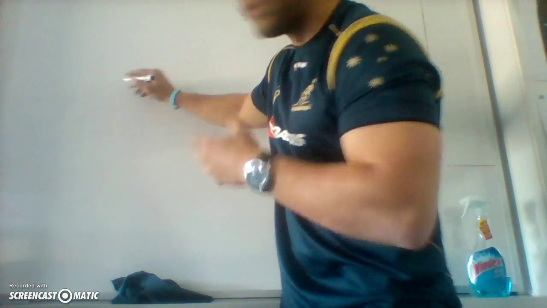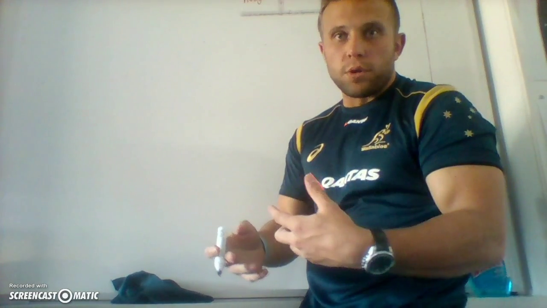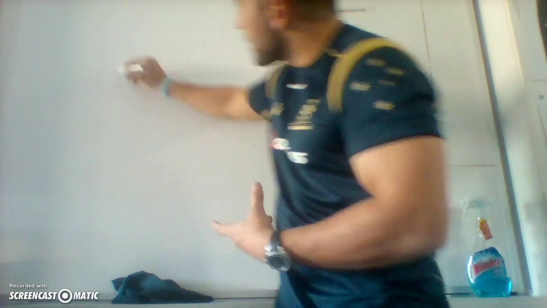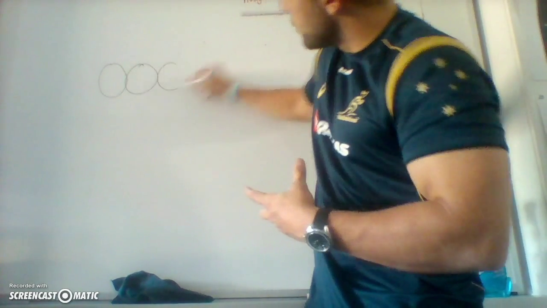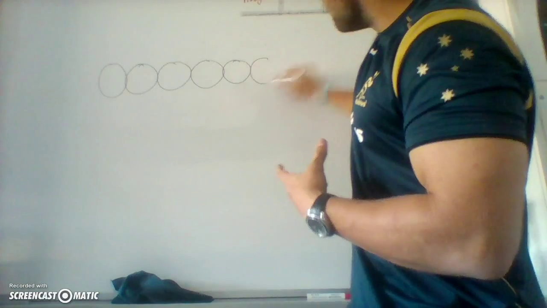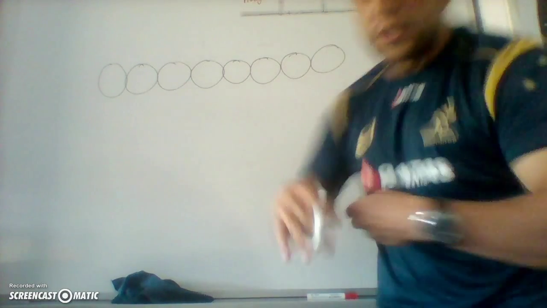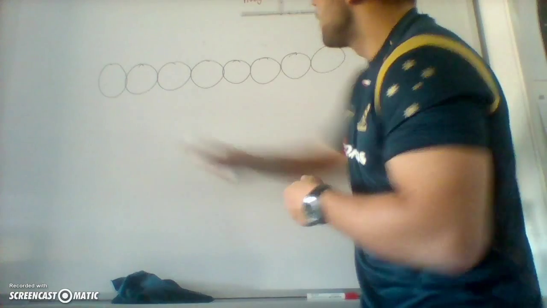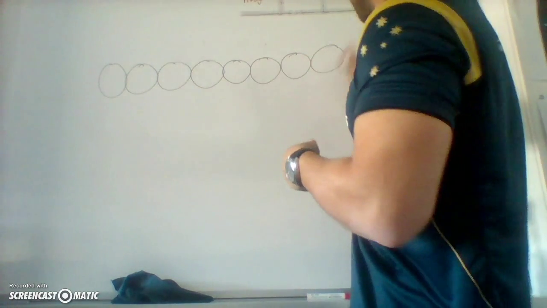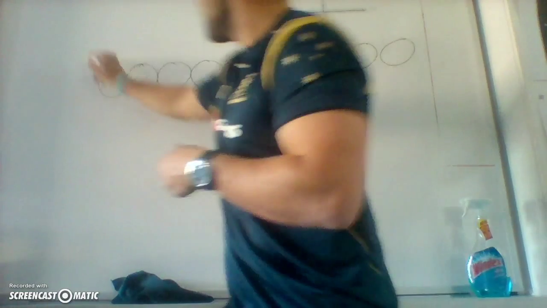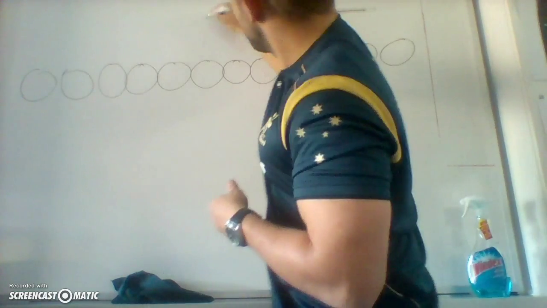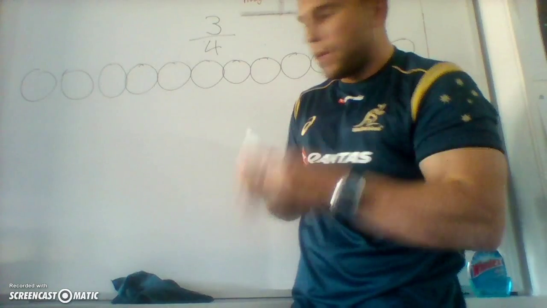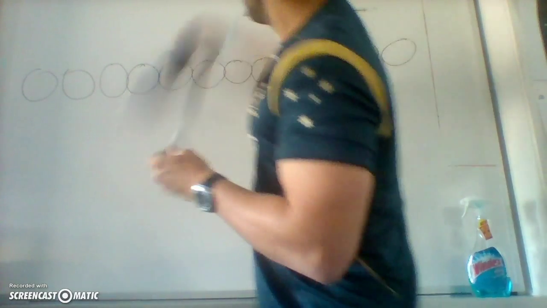Okay, so for example, let's start off really easy and visual. Let's say I've got $12 million. I've got to split that into 3/4. How can I do that visually? Well, let's make circles, and each of these circles is worth $1 million. So let's find out 3/4 of 12 first. 1, 2, 3, 4, 5, 6, 7, 8, 9, 10, 11, 12.